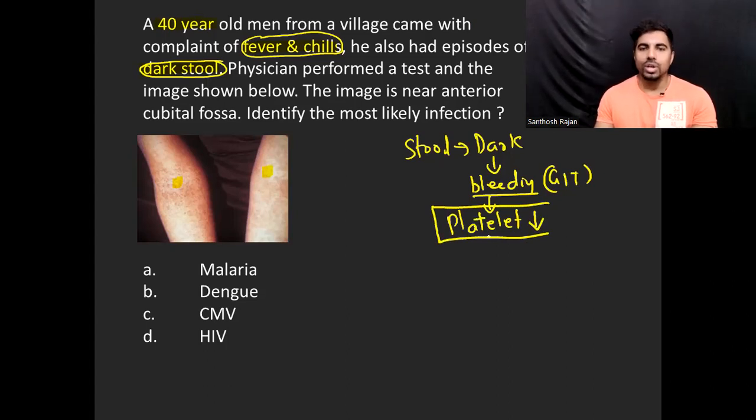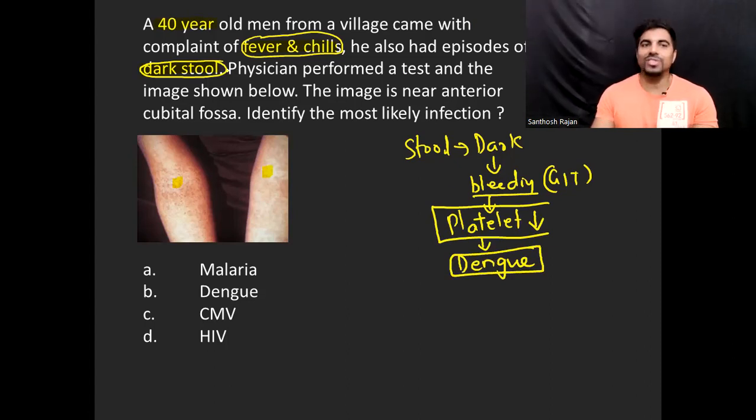Platelet must be decreased. If the platelet is decreased, what is that disease? That should be dengue, the most common. So dengue, this gives you a clue. But apart from that, what is this thing they have given here? This is the test called the tourniquet test. We are going to discuss dengue a little bit.